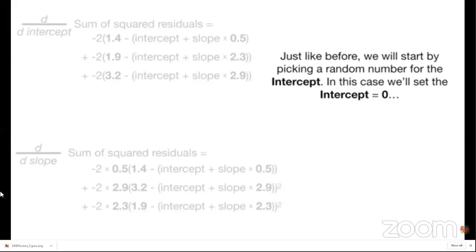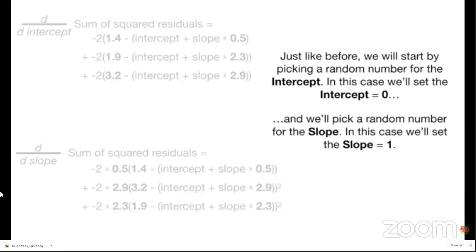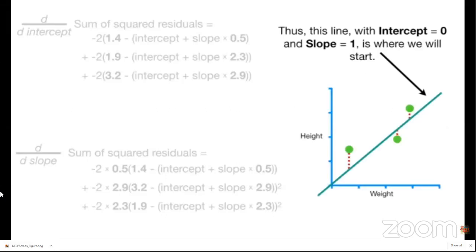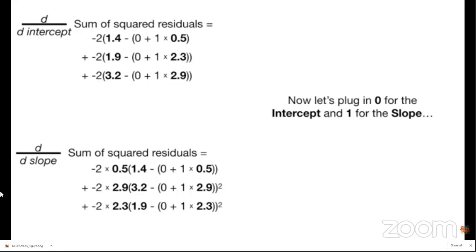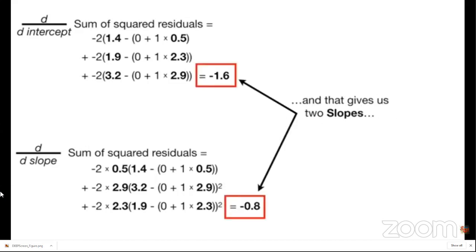Just like before, we'll start by picking a random number for the intercept. In this case, we'll set the intercept to be equal to 0. And we'll pick a random number for the slope. In this case, we'll set the slope to be 1. Thus, this line, with intercept equals 0 and slope equals 1, is where we will start. Now let's plug in 0 for the intercept and 1 for the slope. And that gives us two slopes.